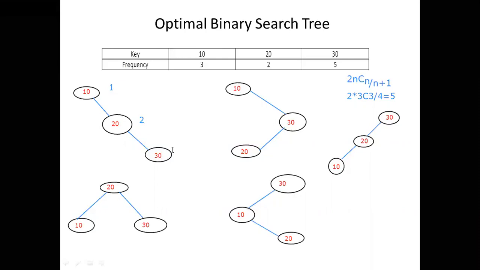Now the next one is 30. Is 10 equal to 30? No. 1 comparison is over. Next, is 20 equal to 30? No. Second search is over. Is 30 equal to 30? Yes. In the third comparison, we got a match. That is why 1, 2, 3. I hope it's clear.